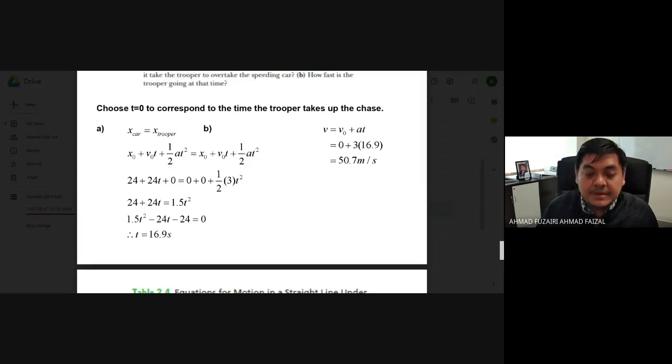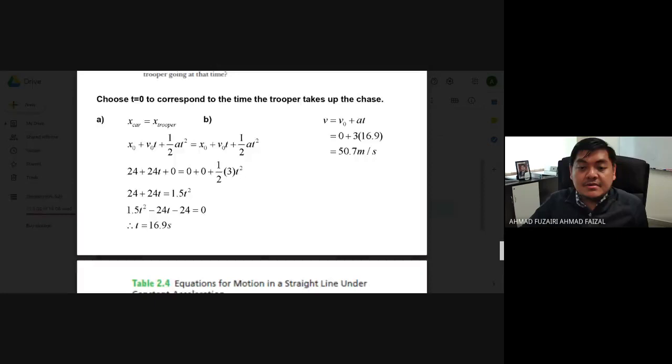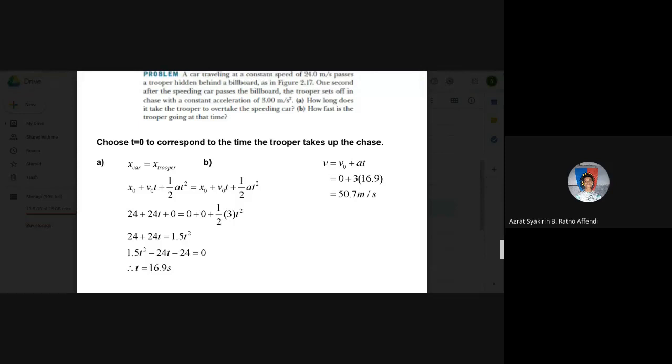And look at part B. How fast is the trooper going at that time? Therefore, you use the same time and substitute into this equation to get 50.7 meter per second. Okay, that will be the two examples for motion in one dimension, for the x-axis. Do you have any questions so far?